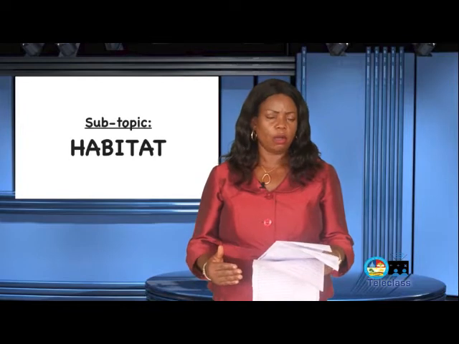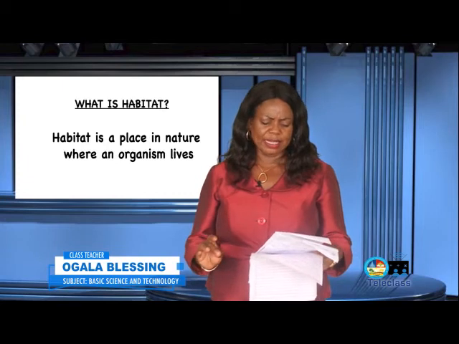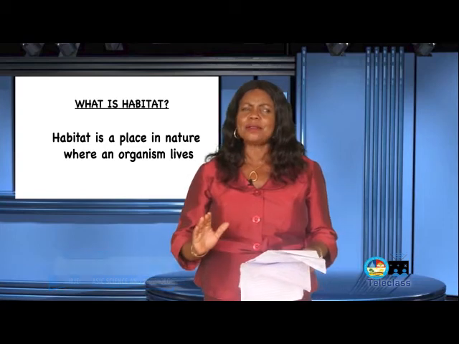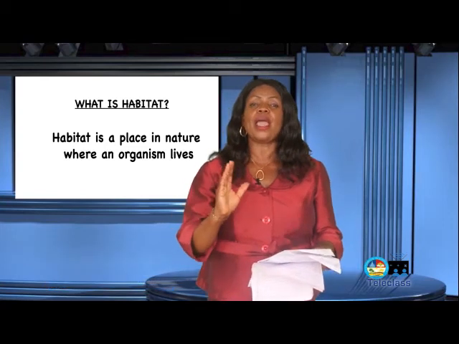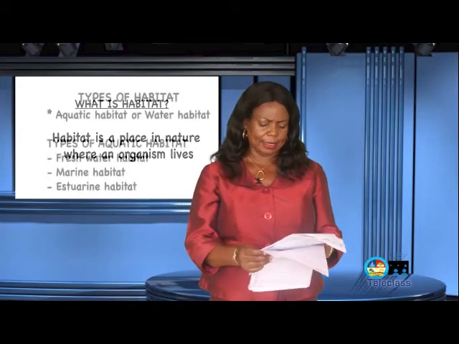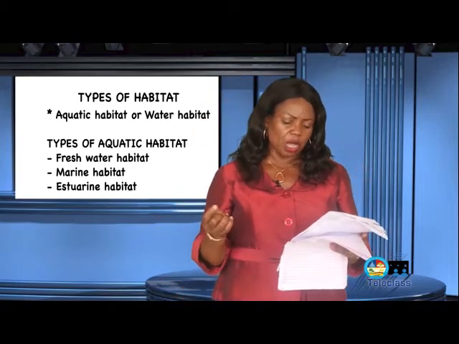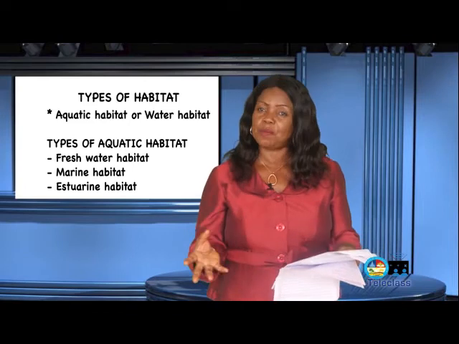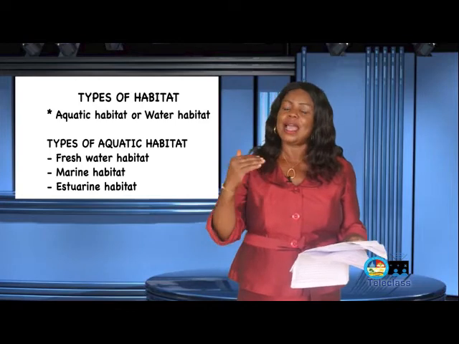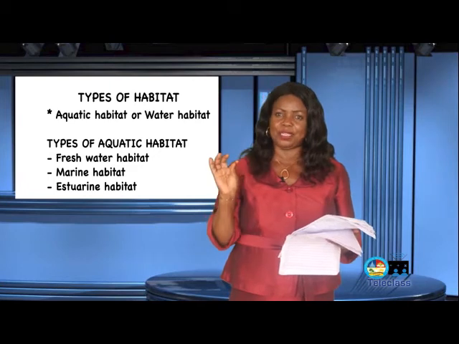So now let's talk on a topic, habitat again. Habitat is a place in nature where an organism lives. And so we have different types of habitats. We have aquatic habitats, which is also known as water habitats. Aquatic habitat is also known as what? Water habitat. And in this aquatic habitat, there are three types of habitats.